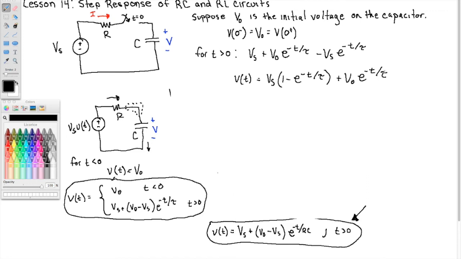Right? And I want to point out to you that, well, this should look familiar. This term should look familiar here. Now, what is this term? Well, this was the voltage across the capacitor in the source-free circuit. So let me draw that just to refresh your memory.